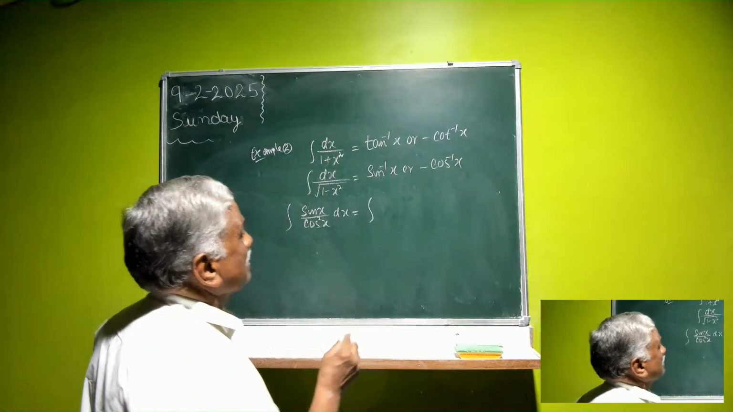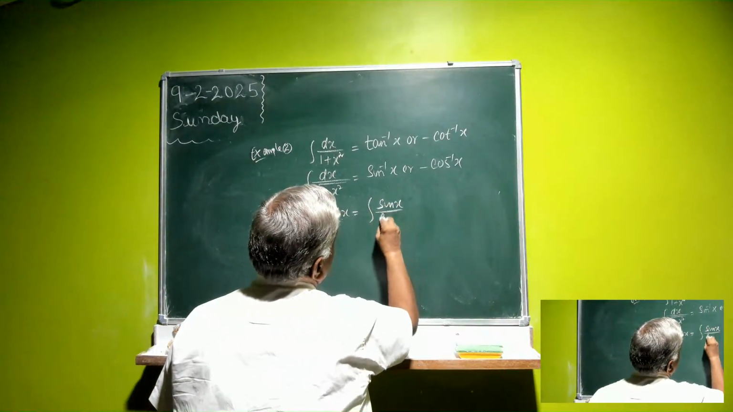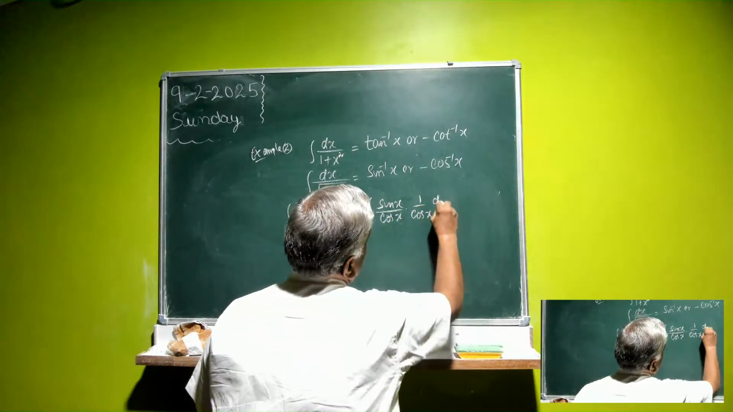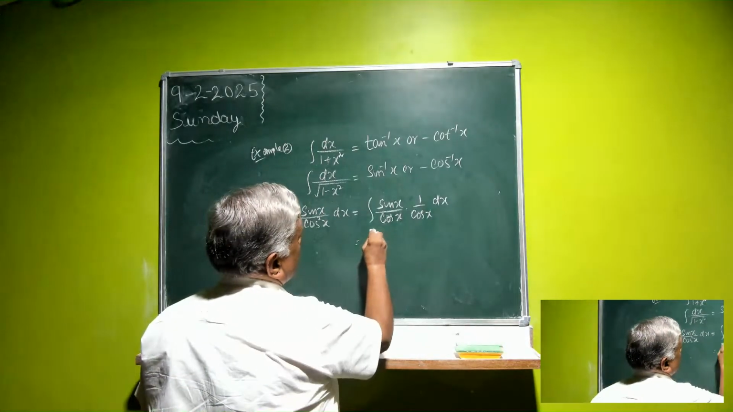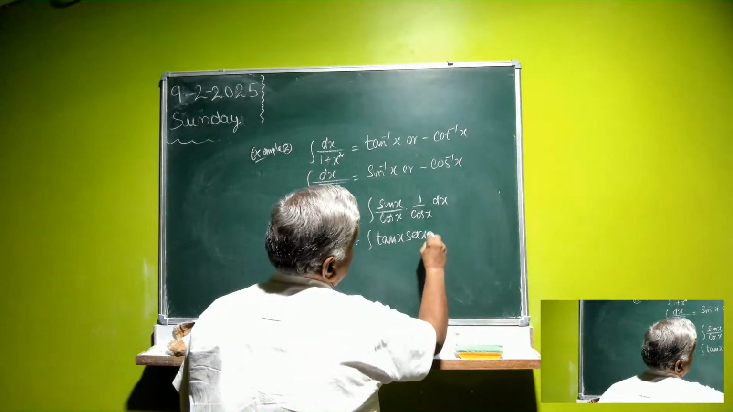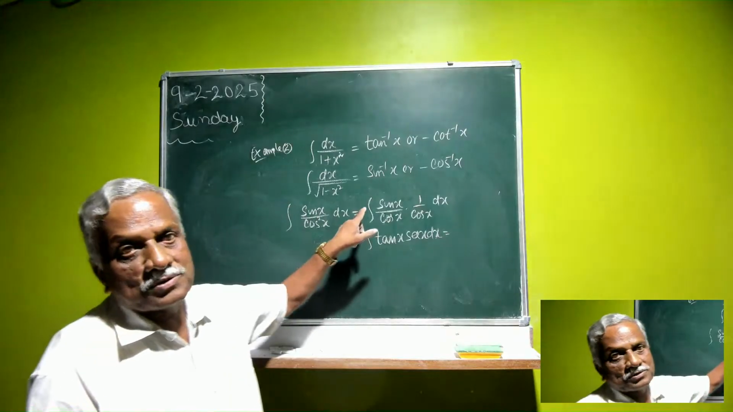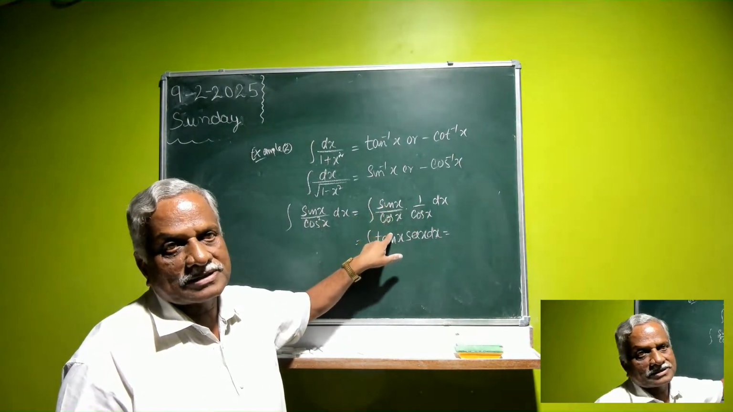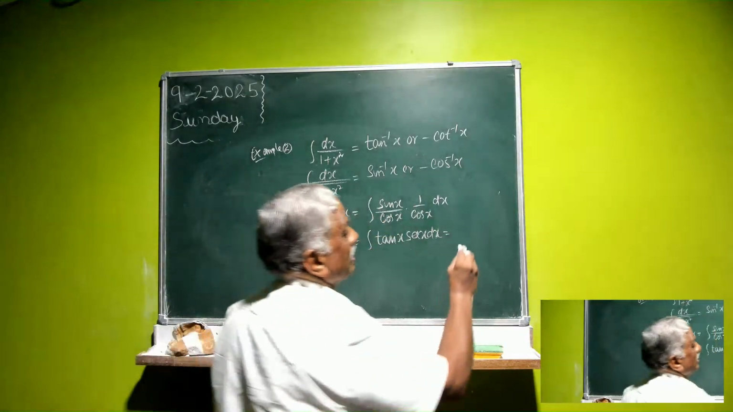Sin x over cos square x, you can write this as sin x by cos x into 1 over cos x. Sin x by cos x is tan x, and 1 over cos x is secant x. So I am using trigonometry. Cos square x is written as cos x and cos x. Now you can write the answer as secant x.